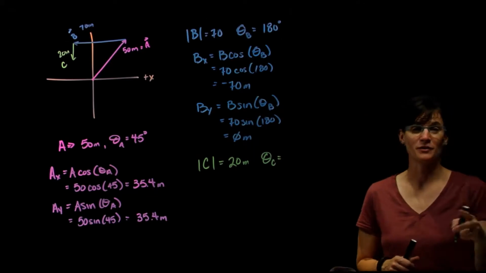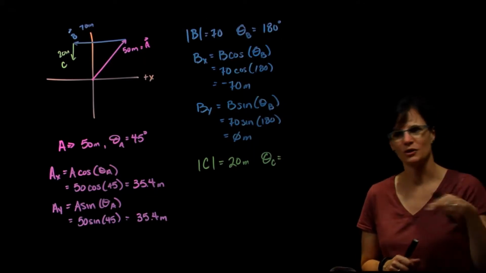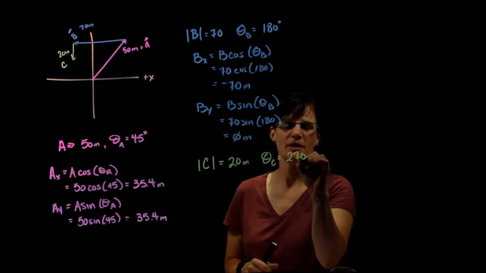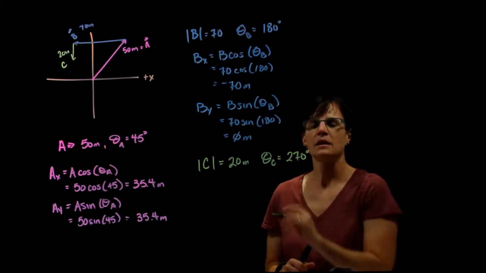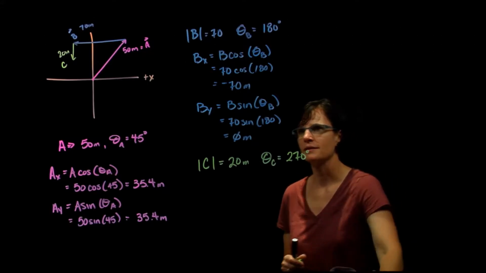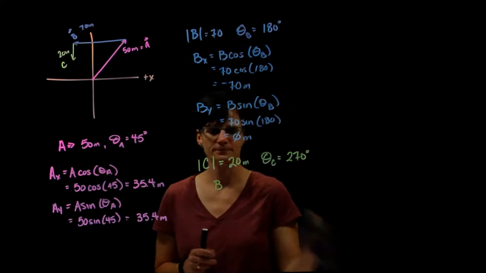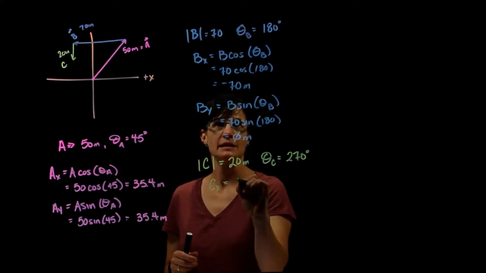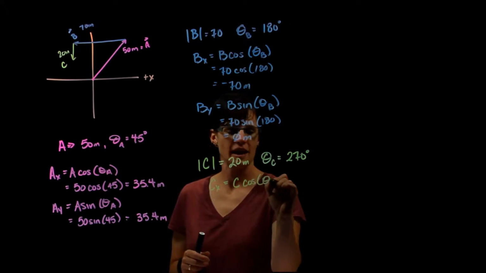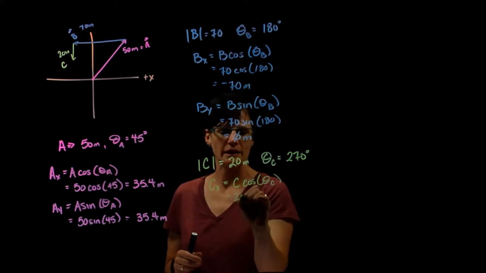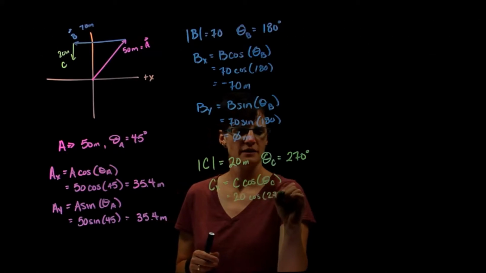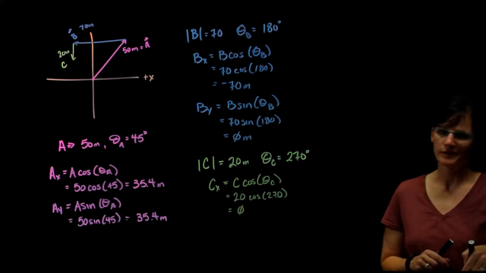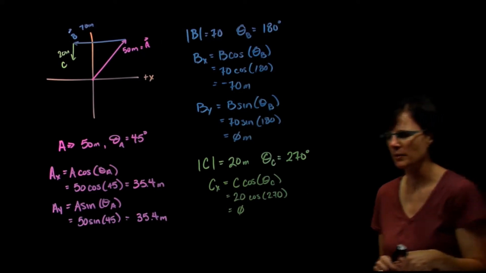Straight south can be thought of as either negative 90 degrees or 270 degrees, and I sort of like doing things relative to the x-axis, so it makes my trigonometry nice and slick. So that's 270 degrees. So our x component is C times the cosine of angle C. So that is 20 times the cosine of 270, and that is 0. We know that if it points straight down, it does not have an x component.